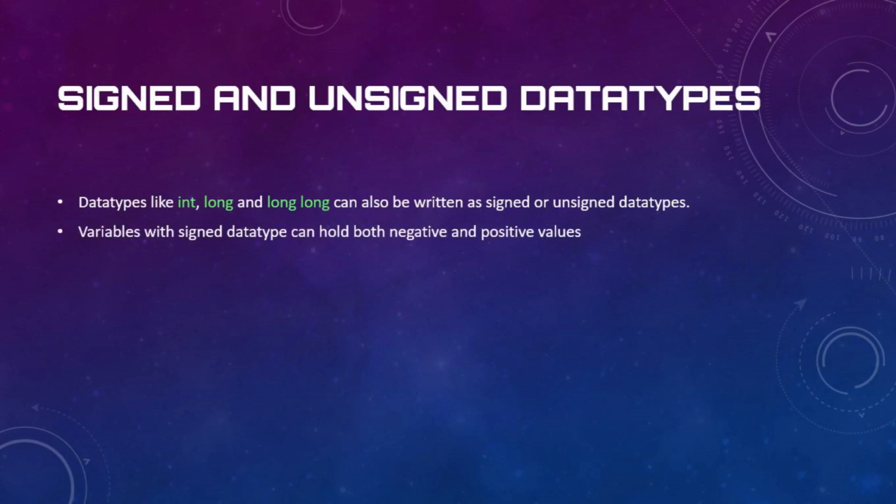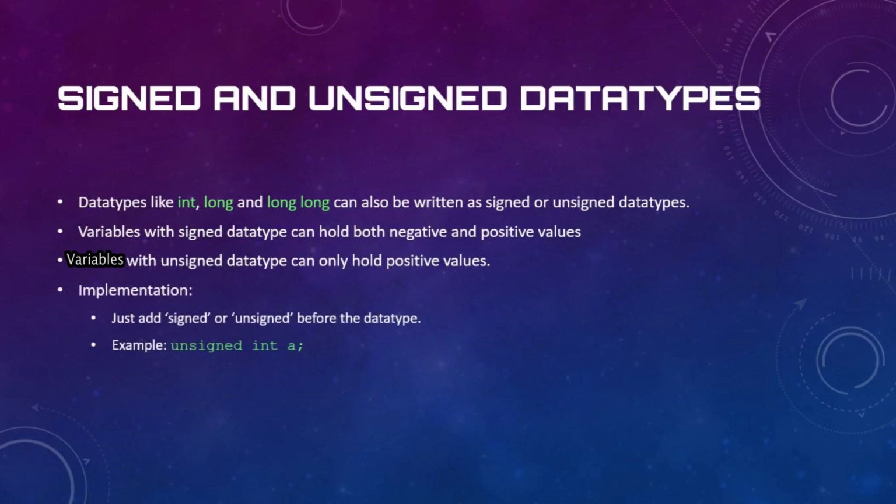Variables with signed data type can hold both negative and positive values. So when you have a signed data type, that variable can hold negative values and also positive values. Coming to the unsigned, it is just the opposite, which says variables with unsigned data type can only hold positive values.